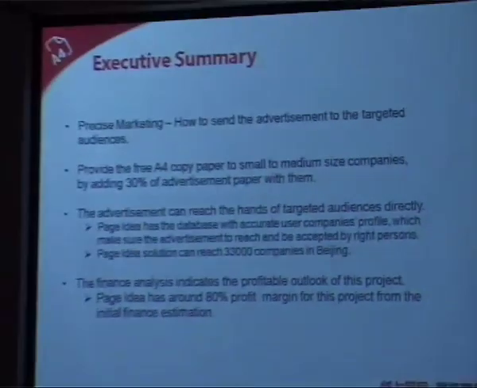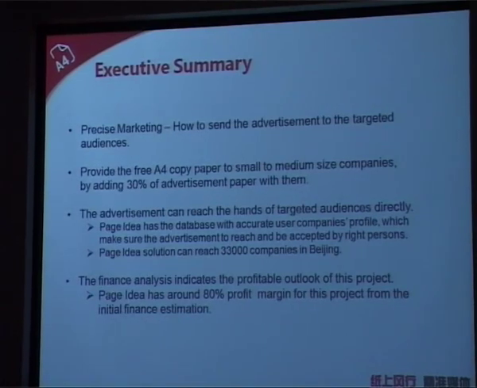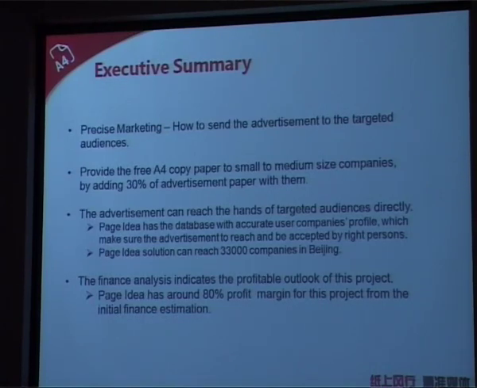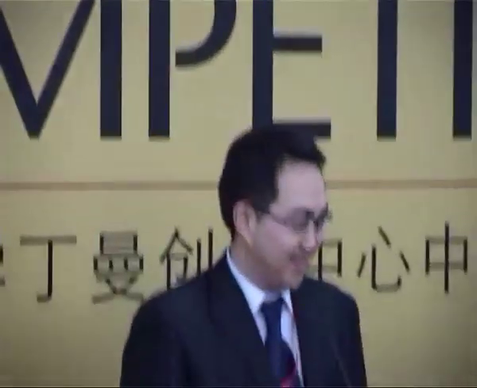Precise marketing means we want to ask one core question: how to send advertisements to the targeted audiences in an accurate way. We provide free A4 copy paper to small companies by adding 30% advertisement paper with it, so that the advertisement can reach the hands of the targeted audiences directly. The Page Idea has the database, which is our competitive advantage, with accurate companies' profiles. And we try to collect those profiles, trying to achieve the profitable goal. And the Page Idea solution can reach more than 33,000 companies in Beijing.